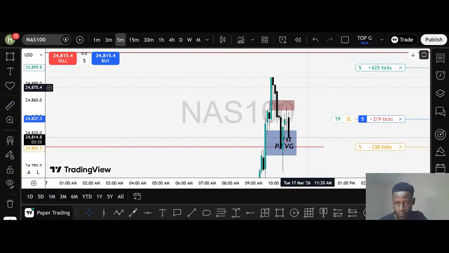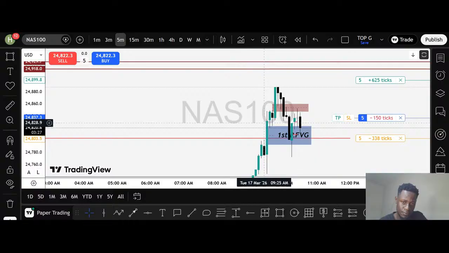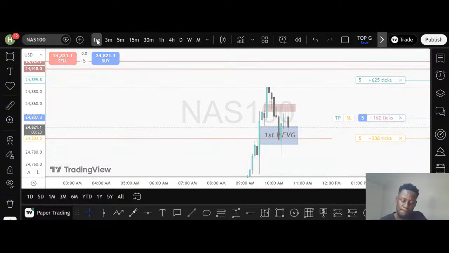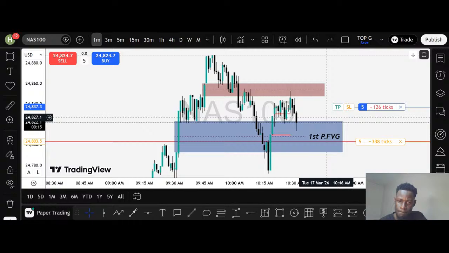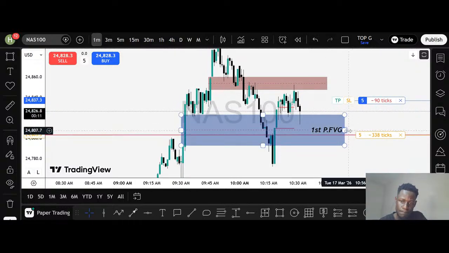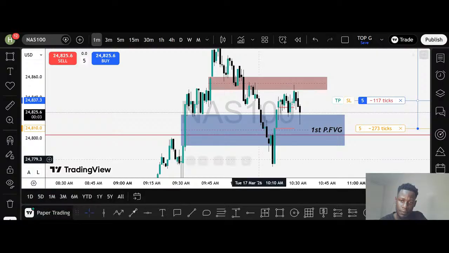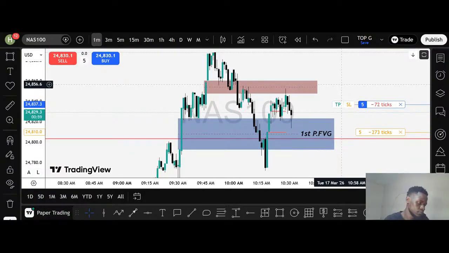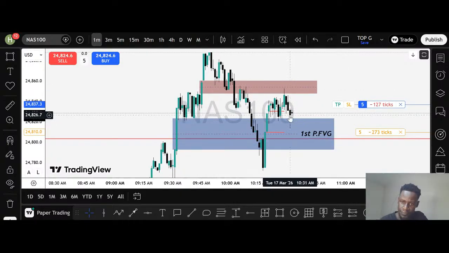Not good. So this upper level is holding. So that drawdown was really huge. So most of the time, I usually wait for the 10:30 to open.